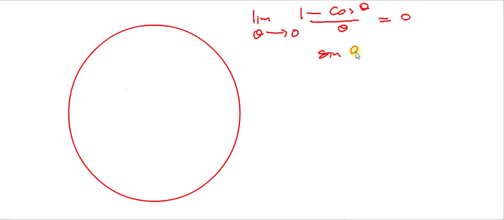And today I'm going to prove the trigonometric limit: as theta approaches 0, (1 minus cosine theta) over theta is equal to 0, and a bonus limit, sine theta over theta as theta approaches 0 is equal to 1. We will get these two limits at the same time from a single picture.